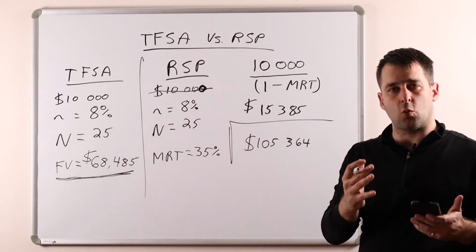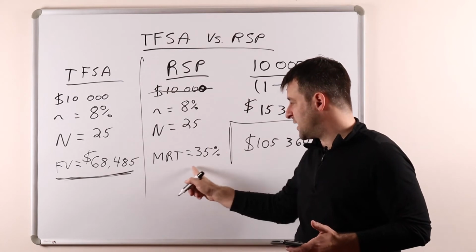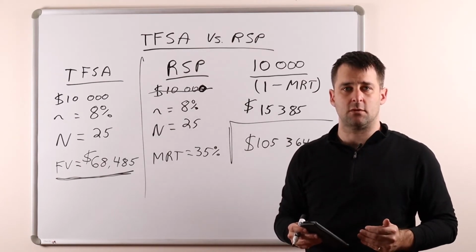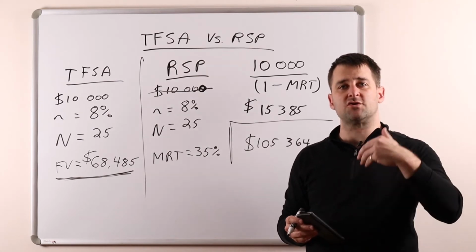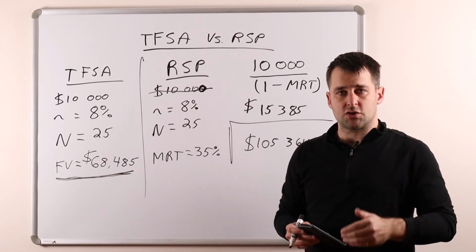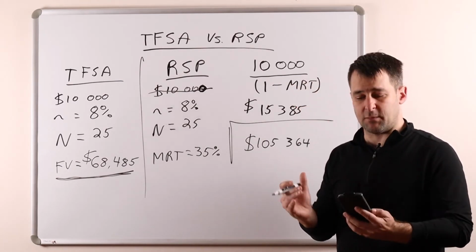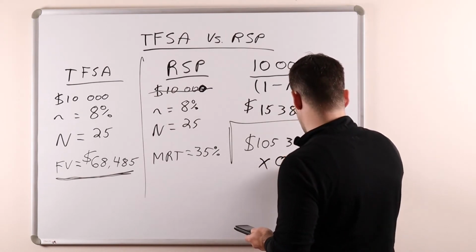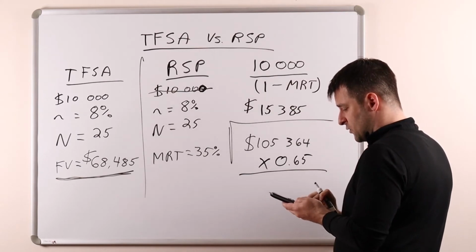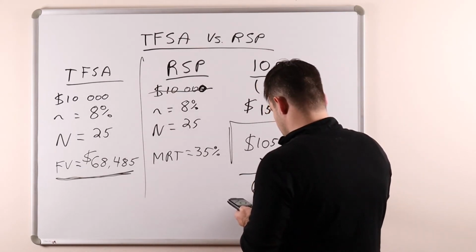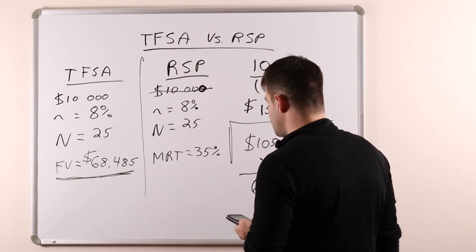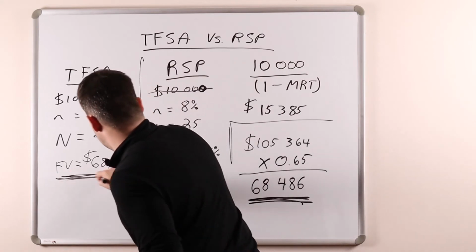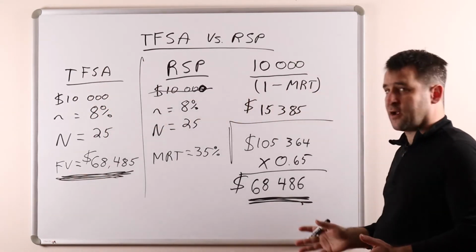Remember, while we were working and we made the deposit, we were in a 35% marginal rate of tax. During retirement, most Canadians will be in a lower marginal rate of tax. You could be at the same marginal rate of tax. You could also be at a higher marginal rate of tax, but that's quite rare. So we're going to assume you're at the same marginal rate of tax so we can compare it side by side. So we have the 105,364. We're going to multiply that by 0.65 because that's what's going to be left. And that amount is equal to $68,486. Well, we rounded it, so we're off by $1 here when we compare the RSP to the tax-free savings account. We're off by $1. It's a rounding error.